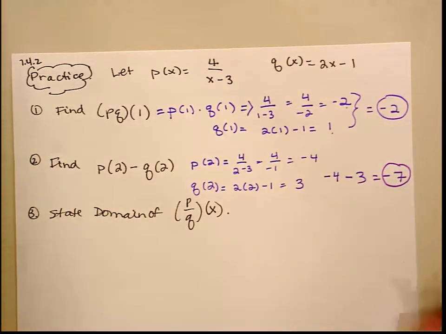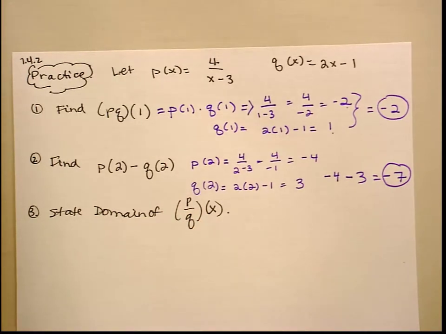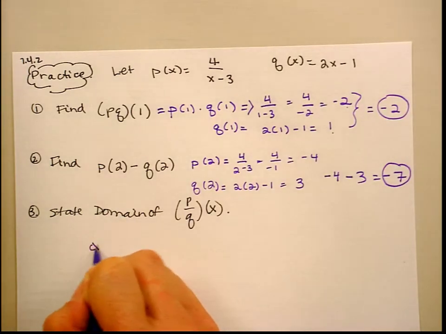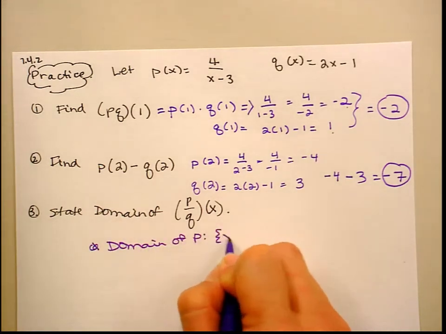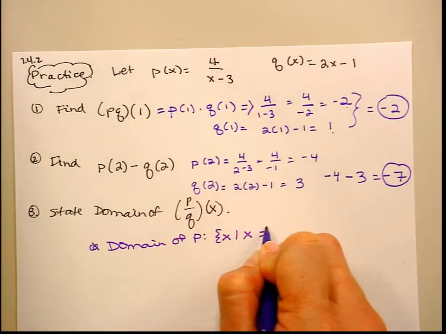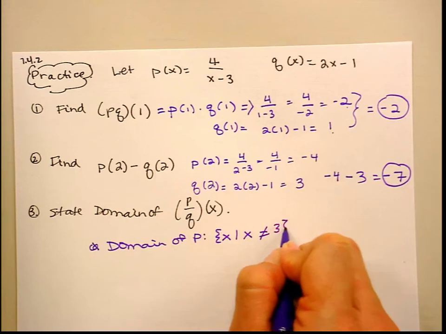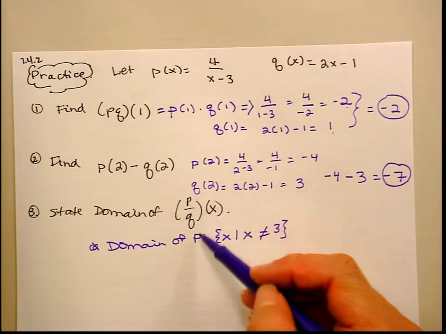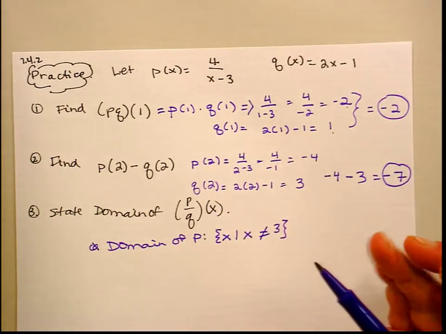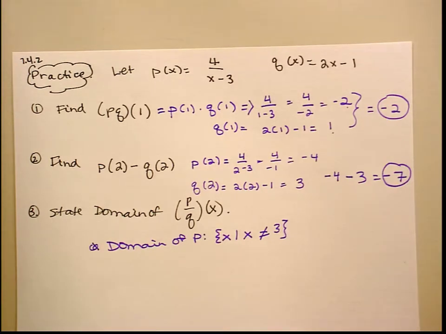Okay. Now the last thing, state the domain of p over q of x. So this is a little bit different. So p comes in with its own restriction. There's a number that we cannot use in p, so if I just write domain of p, set of all x's such that x is not 3. Okay, so p already has that kind of baggage along with it. 3 is not allowed in p, so it can't be in any combination that includes p. Okay, so 3 is not allowed any place near p.